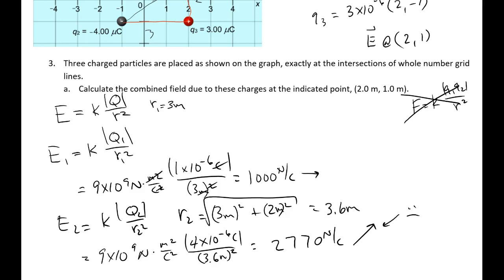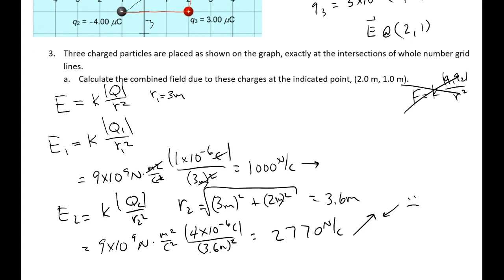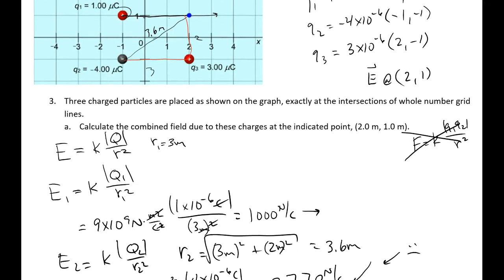We don't like that because we have to break it up into components. See, this one we don't have to worry about because it points in the x direction. This one we do. So now here's the thing. I actually drew that wrong. It should be like this. Why is it down? Oh, because it's negative, and negatives pull in.